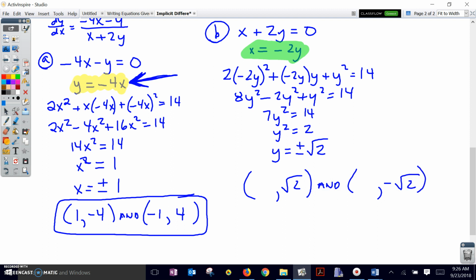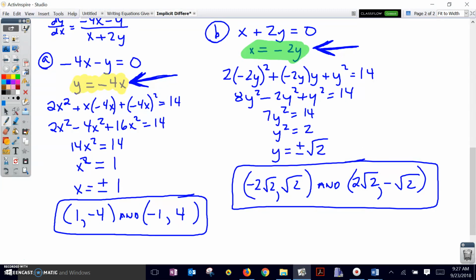And now all we need is the x coordinates. We can substitute into either of the two equations from our system. Use this one because it's a lot simpler. We end up with negative 2 root 2 and positive 2 root 2 as our x coordinates. And those are points that are on the curve where the tangent line is parallel to the y-axis.